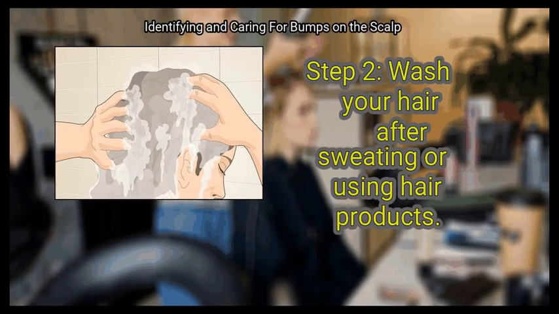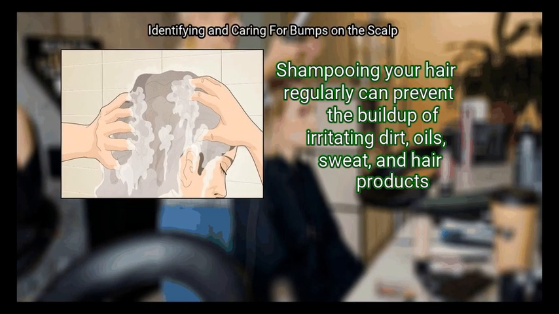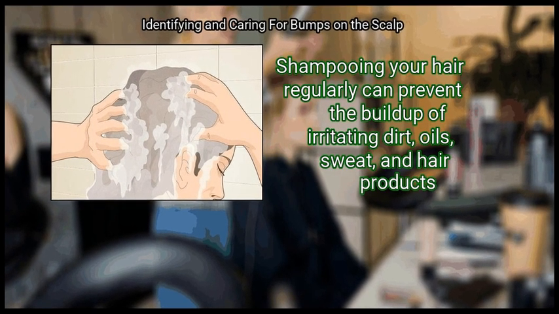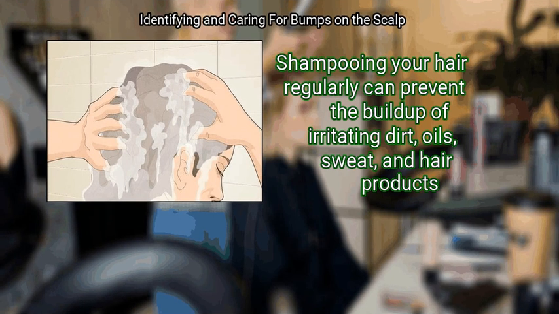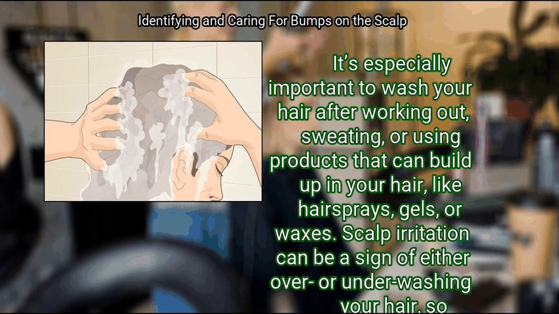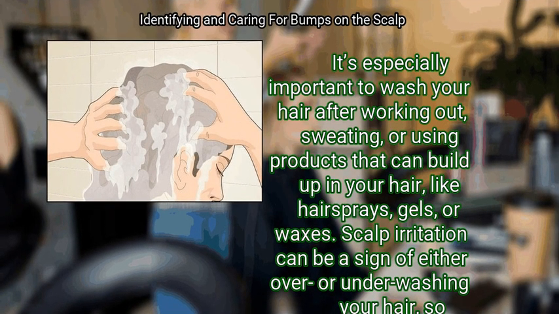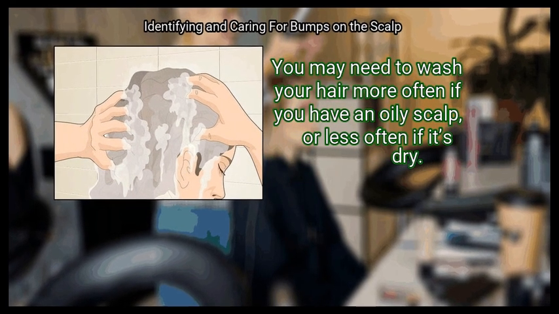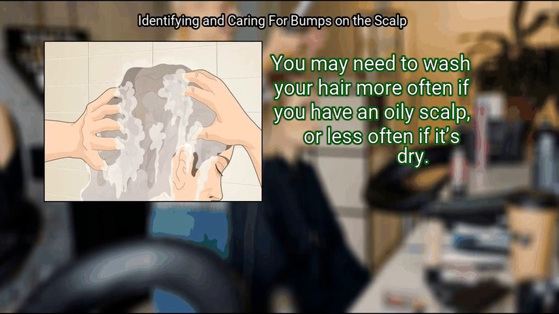Step 2. Wash your hair after sweating or using hair products. Shampooing your hair regularly can prevent the buildup of irritating dirt, oils, sweat, and hair products. It's especially important to wash your hair after working out, sweating, or using products that can build up in your hair, like hairsprays, gels, or waxes. Scalp irritation can be a sign of either over or under washing your hair. So experiment with your normal shampooing schedule. You may need to wash your hair more often if you have an oily scalp, or less often if it's dry.